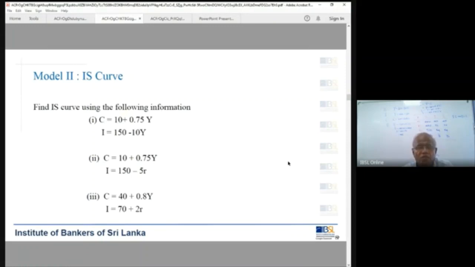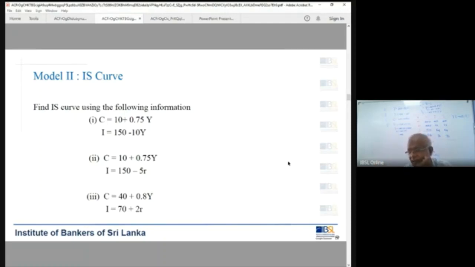IS curve. Now we want to derive this IS curve. There are 3 models, closed economy without government, Y equals C plus I. There are 3 economies, 3 countries. Country A has a consumption function and investment function, and so do Country B and Country C. You have to derive the equations of the 3 IS curves.